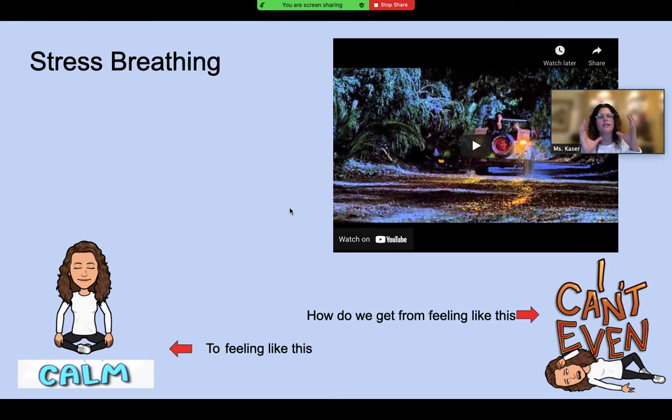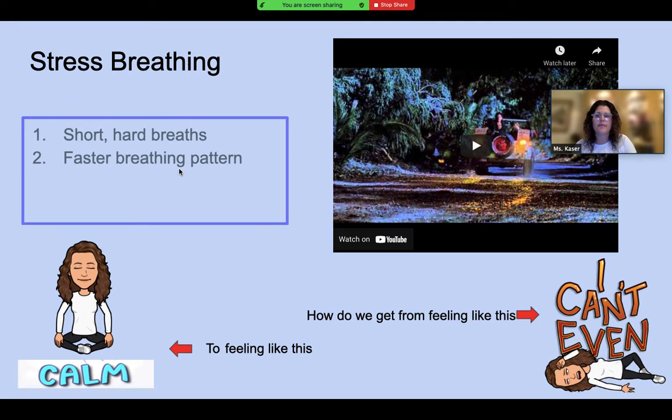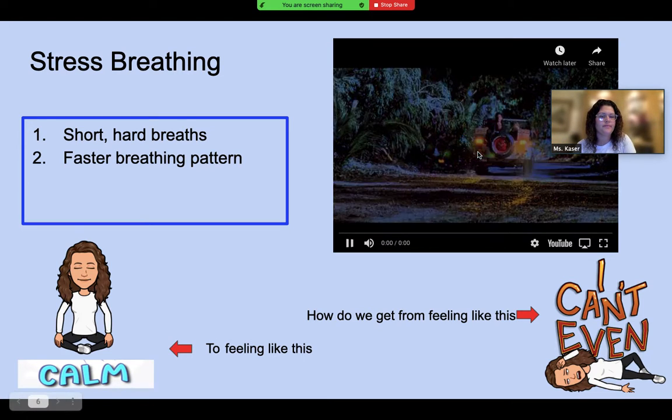Okay, so this is where our lesson gets interesting. This is the main focus of today. We're comparing stress breathing to calm breathing. Stress breathing is not very good for you because it's short, hard breaths and a faster breathing pattern. You know what hyperventilating looks like? This is almost like before it gets to that point. Let's look at an example from a movie called Jurassic Park where we can really see some stress breathing.